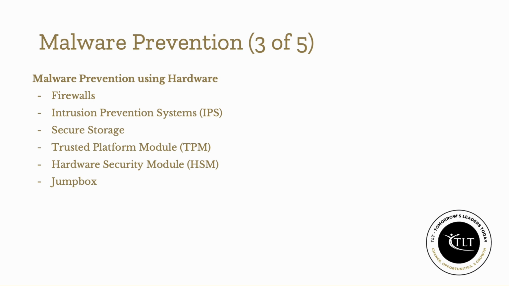TPMs and HSMs are built for secure cryptographic operations. TPMs ensure system integrity during startup, while HSMs safely manage encryption keys away from malware threats. A jump box is a hardened system that administrators use to securely access other devices. It helps isolate critical systems and limits exposure to malware during remote access. Together, these devices support a strong layered defense against malware.